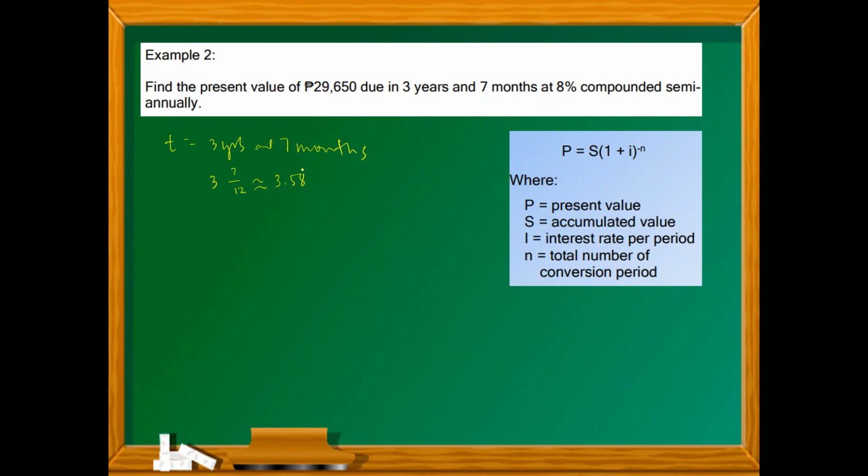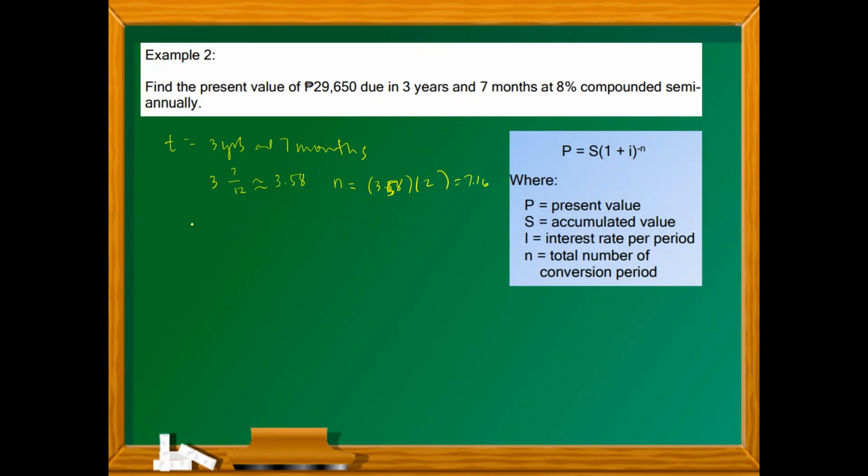So we'll multiply that by 4, or rather 2, to obtain N. So N equals 3.58 times 2, which gives us, wait, 7.16. Okay. So this is 7.16.